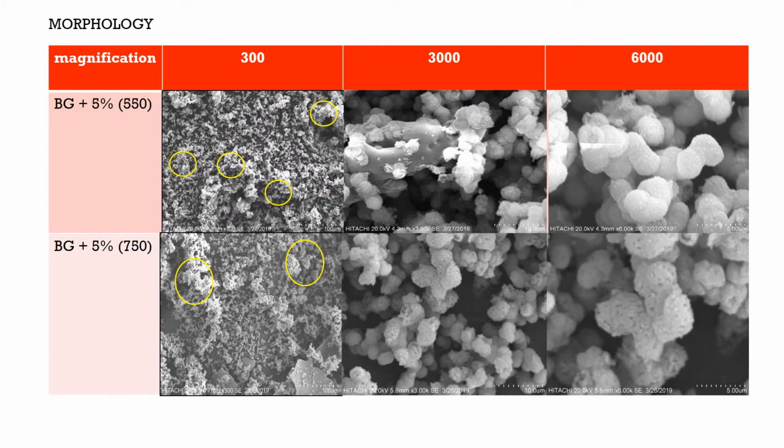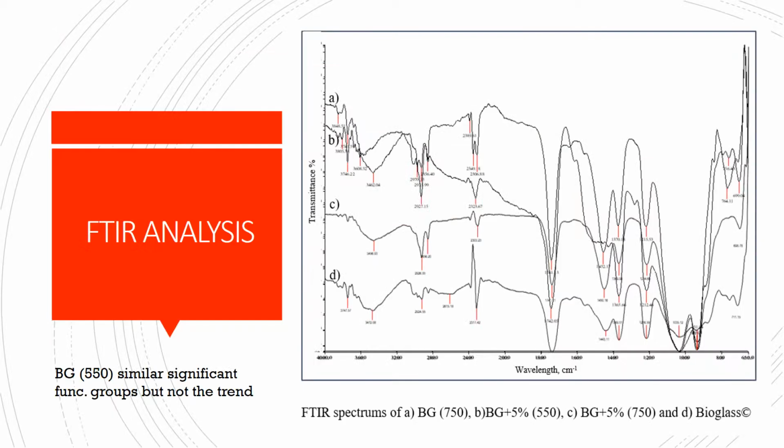As for the morphology, at 300 magnification, it can be observed that there was less agglutination with the bioactive glass at 750 degrees Celsius, whereas at higher magnification, it can be observed that the bioactive glass at 750 had a more crystalline surface compared to the bioactive glass that was heated at only 550 degrees Celsius.